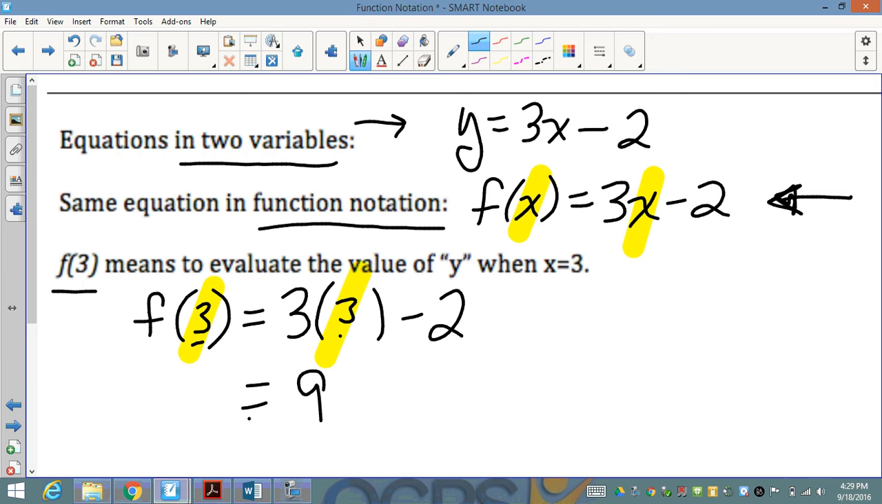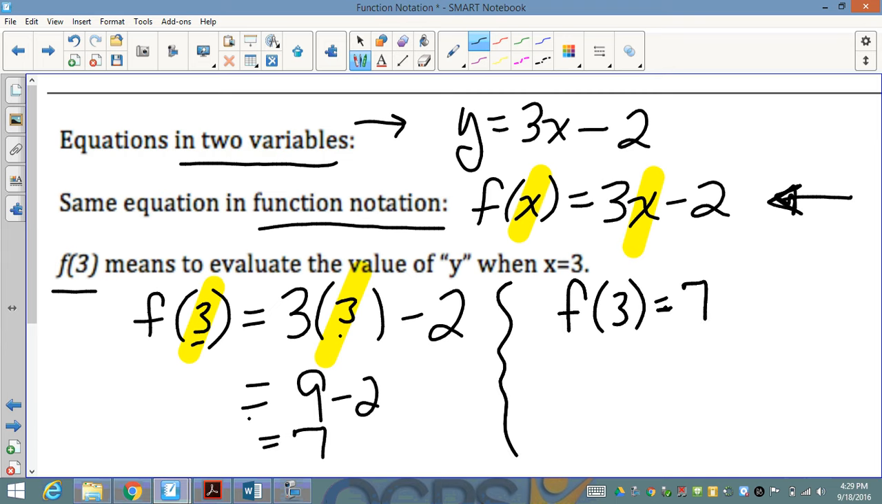So 9 minus 2, which is 7. So if I'm asked to evaluate, f of 3 equals 7. What this means is when x is 3, y is 7. That's what it means. So f of 3 equals 7 tells me both the x value and the y value. Okay, let's look at a couple more examples. We're going to go simple first. We're going to just do some more evaluating.